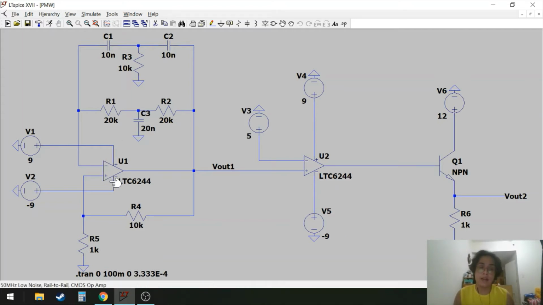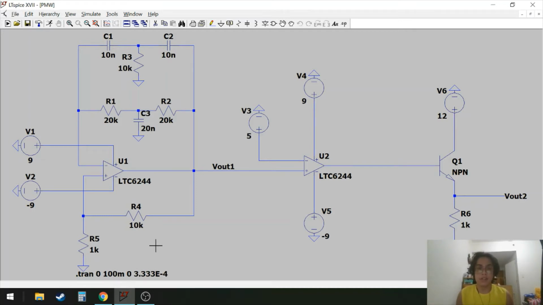For our comparator, it has the positive port and the negative port. We attached positive voltage and negative voltage to achieve somehow an AC or alternating voltage source. So for the positive port, we attached positive 9 volts, and for the negative port, we attached negative 9 volts.